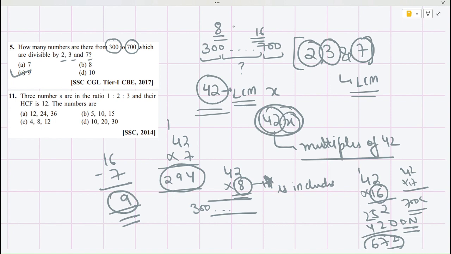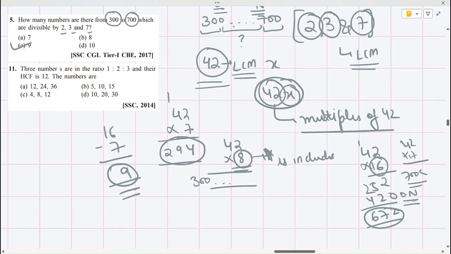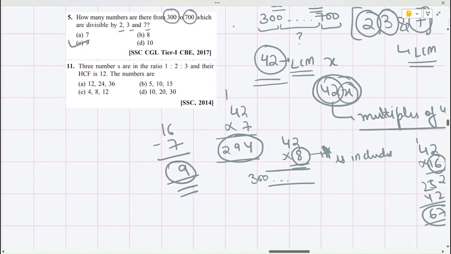Now the next question says 3 numbers are in the ratio 1:2:3 and their highest common factor is 12. The numbers are? So focusing upon this question, see it says the numbers are in the ratio 1:2:3. So one thing is that we can check from the options whether the ratio of everything is 1:2:3 or not. And obviously the ratio is 1:2:3. Which means that if we suppose the first number equal to 1, then the second number will be twice this number, and the third number will be thrice the first number. This is what the ratio means after we cancel it out to the simplest form.